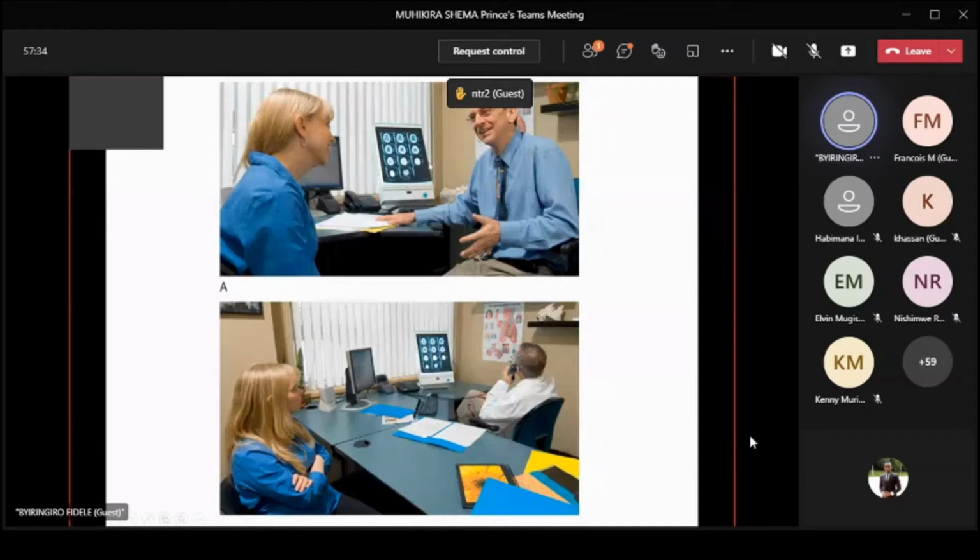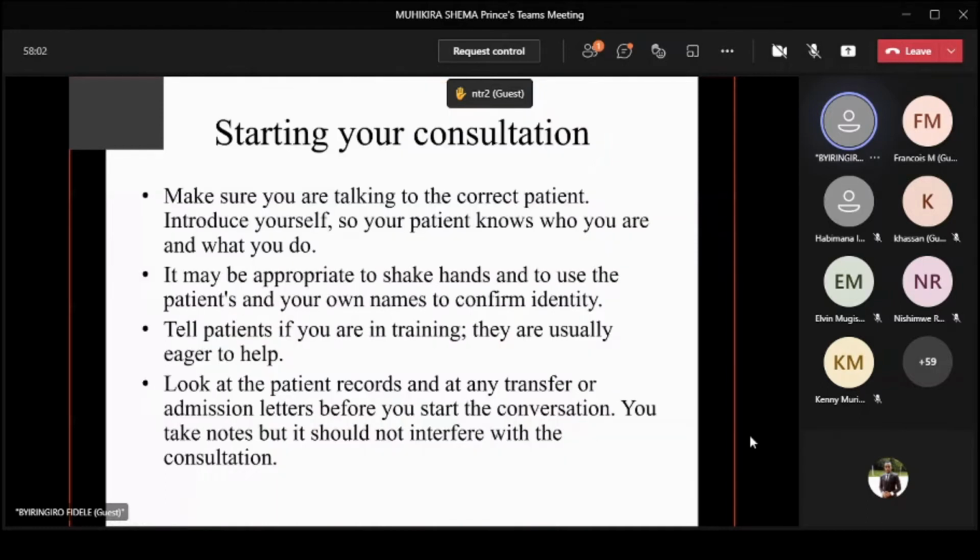It may be appropriate to shake hands and to use the patient's and your own names to confirm identity. If possible, shake hands, though this depends on the needs. You have to tell patients if you are in training. Look at the patient records and at any transfer or admission letters before you start the conversation. You take notes, but it should not interfere with the consultation.